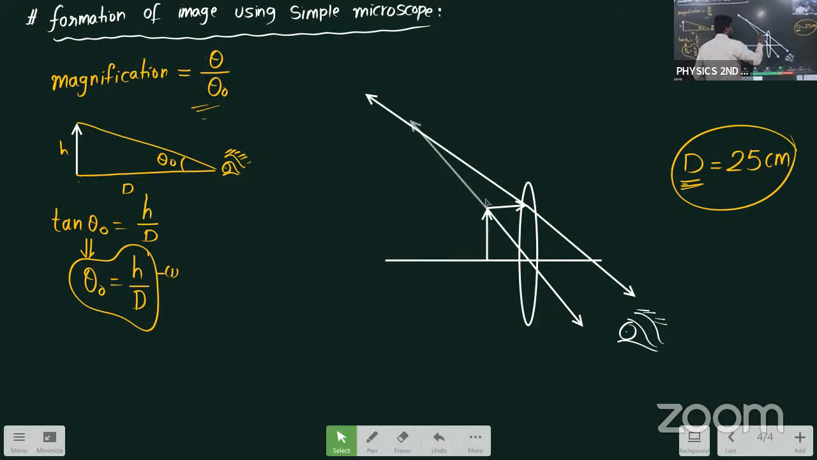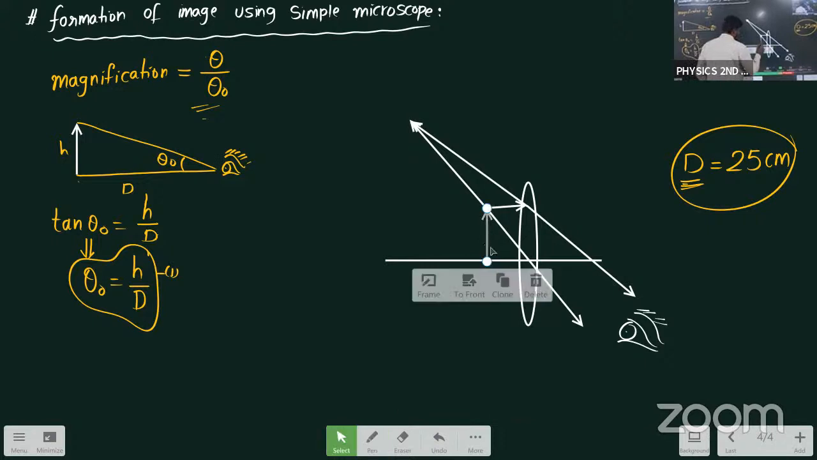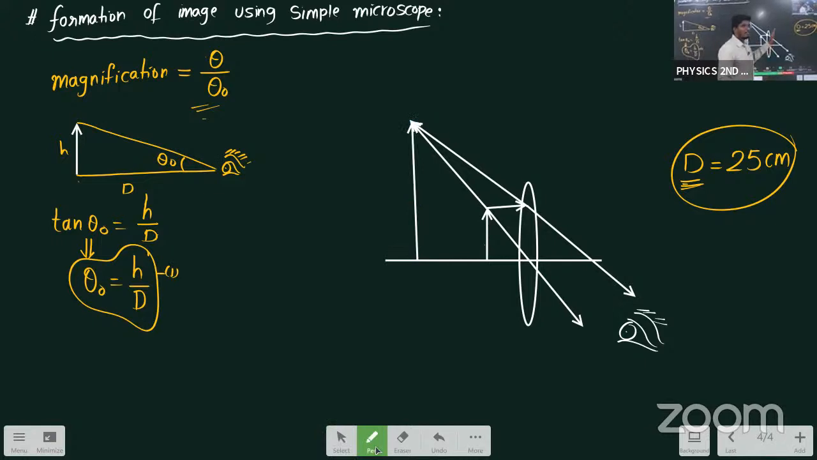Something like this. And we will be forming an image of this object somewhere here. Like this. I hope you are getting this. What does it mean? The image is forming towards the left side or right side? It is forming towards the left side.